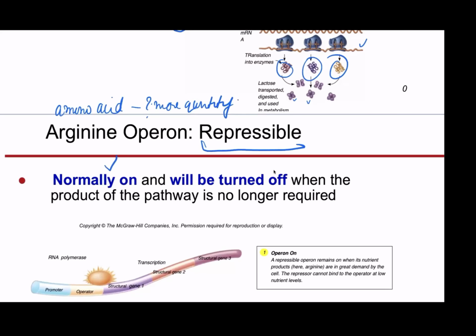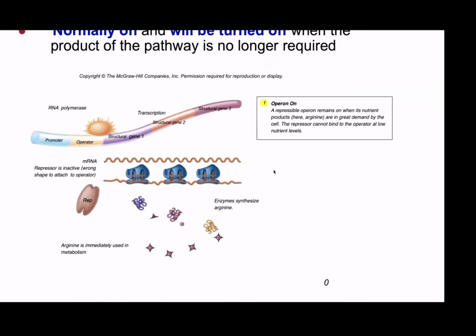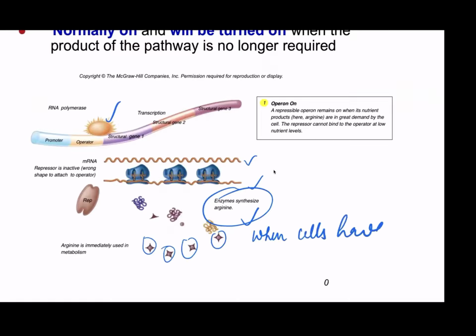This operon is normally in on mode. So you can see it's in on mode. RNA polymerase is making mRNA, and mRNA is making proteins. These enzymes are responsible for making arginine, which is one of the amino acids. Now, when cells have an excess of arginine, they need to stop it.